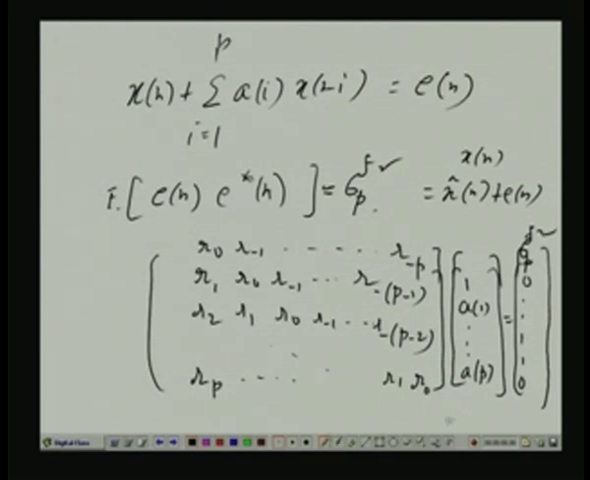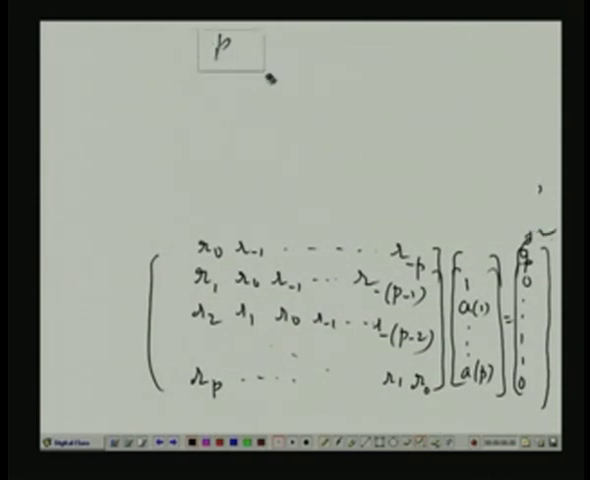This equation is a famous equation in the context of linear prediction or AR modeling, and this is called the Yule-Walker equation. As far as power spectrum estimation is concerned, you just have to solve it, that is all. Once you know A1 to AP, you are through.